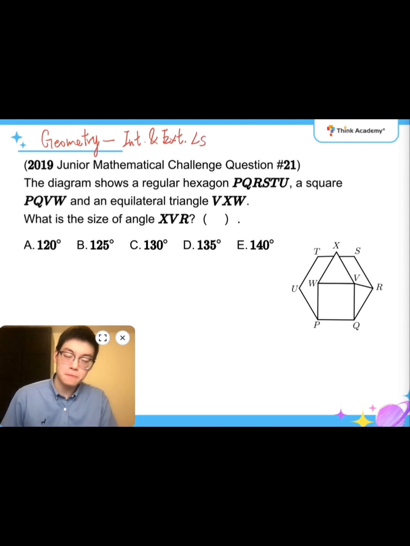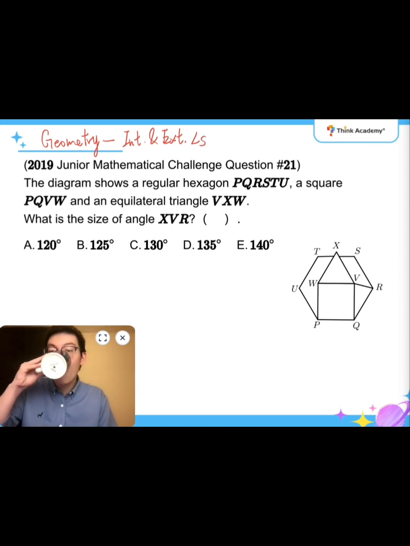Okay, so first of all, we can see that there is a rectangle, there is a regular hexagon, there is a square, and there is an equilateral triangle. So what are the interior angles of these 3 shapes?